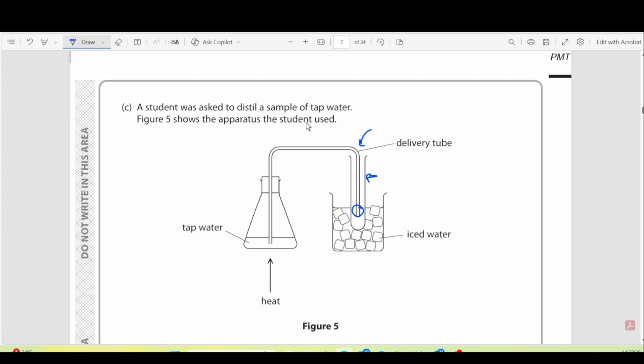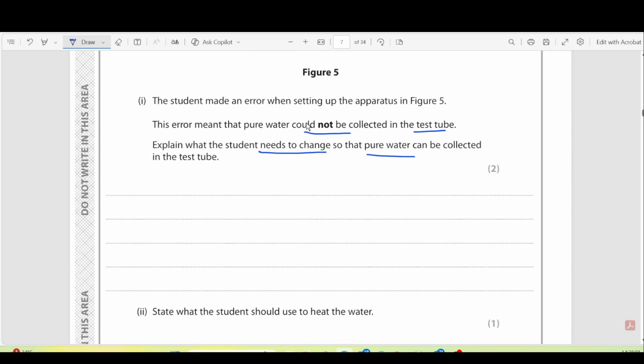If the delivery tube is underwater, suck back can occur, right? When the heat is removed or the temperature drops, the gas inside the apparatus can contract, which can create a vacuum that can pull the cold water from the test tube back through the delivery tube into the hot flask, and this can cause the glass to crack or contaminate the pure water. So this is what you need to change.